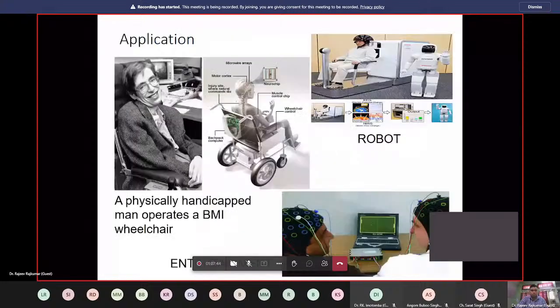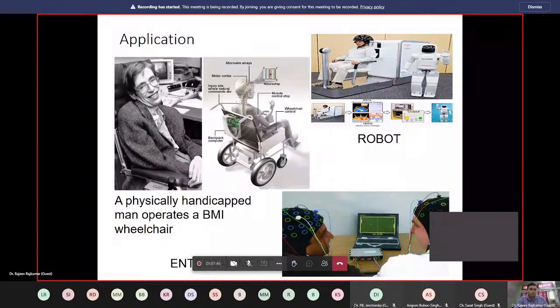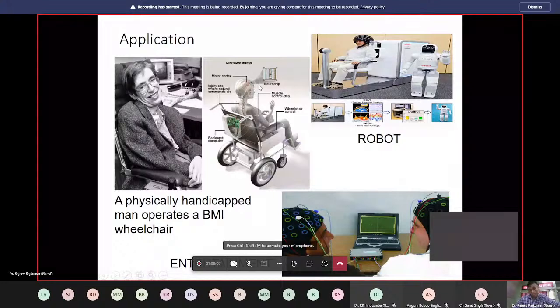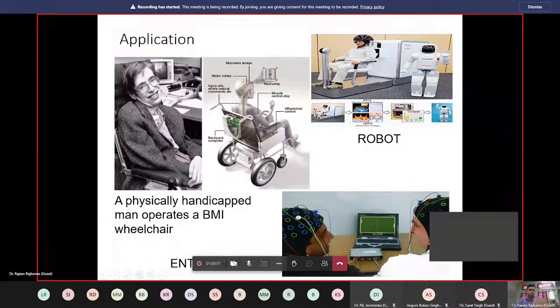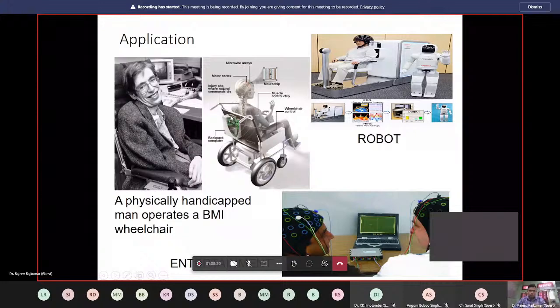So these are some applications where we are using BMI. The first one, I think everyone knows, is Stephen Hawking. He was physically handicapped, and he operated a BMI wheelchair that is directly controlled from the brain. In the diagram you can see there is a microchip. Inside this microchip, we collect the signals being sent among the neurons, and with the help of these signals captured through the microchip, we can control the wheelchair going backward, upward, or straight ahead.